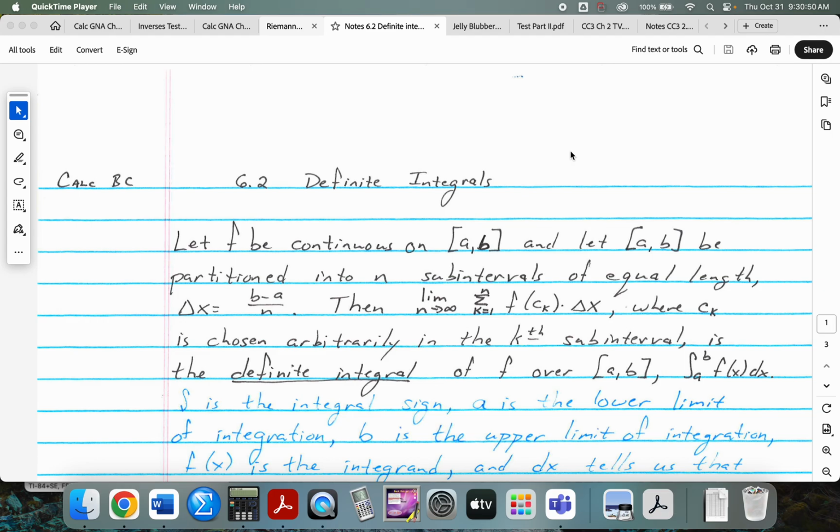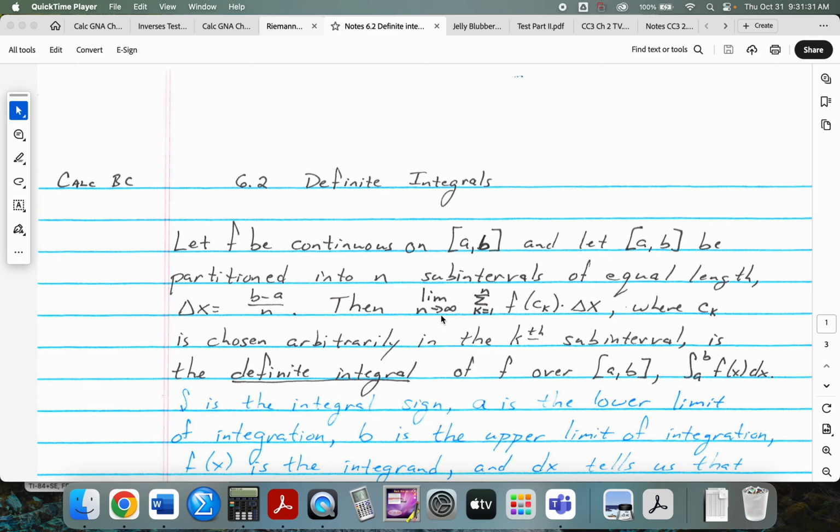So for a general Riemann sum, they don't have to be of equal length. For this, we're going to do it in equal lengths, partitions. And that partition is going to have a change in x of b minus a divided by n. Right? B minus a is the width of the whole area. And then we're dividing that up into n subdivisions. So each one is going to be b minus a over n. That's your delta x.